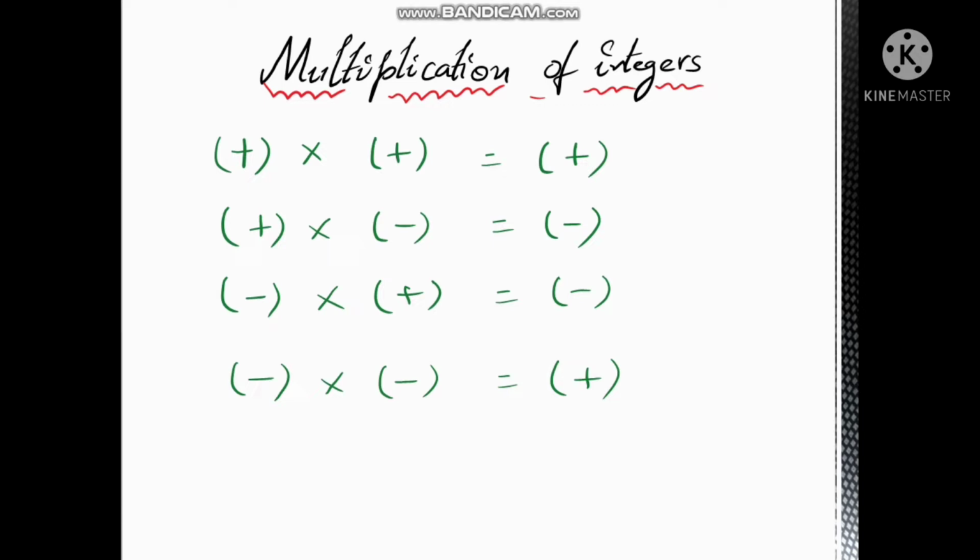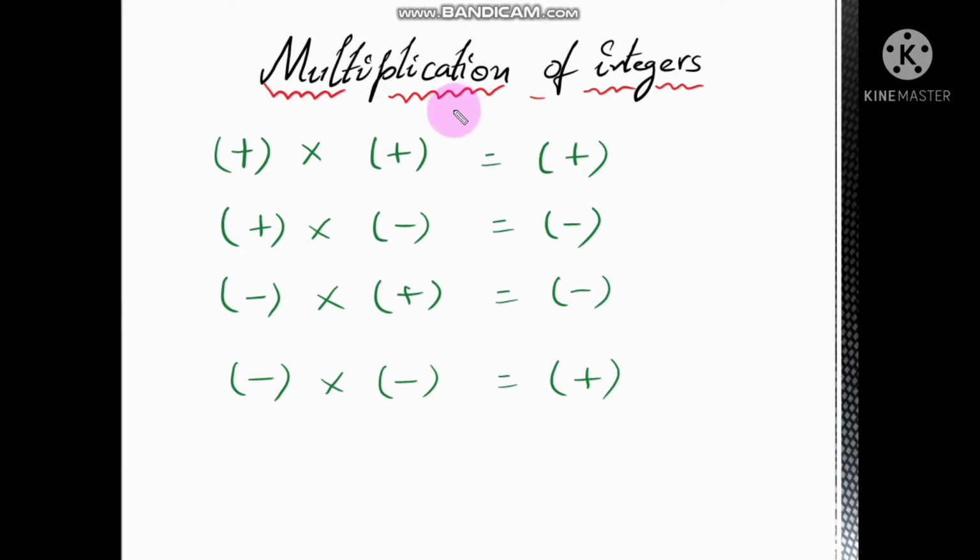So children, till now we have seen about addition of integers and subtraction of integers, and also we have seen some of the properties regarding addition and subtraction of integers. So today we are going to see about multiplication of integers. So we are going to learn how to multiply two integers. So see here children, we have certain rules to multiply two integers.